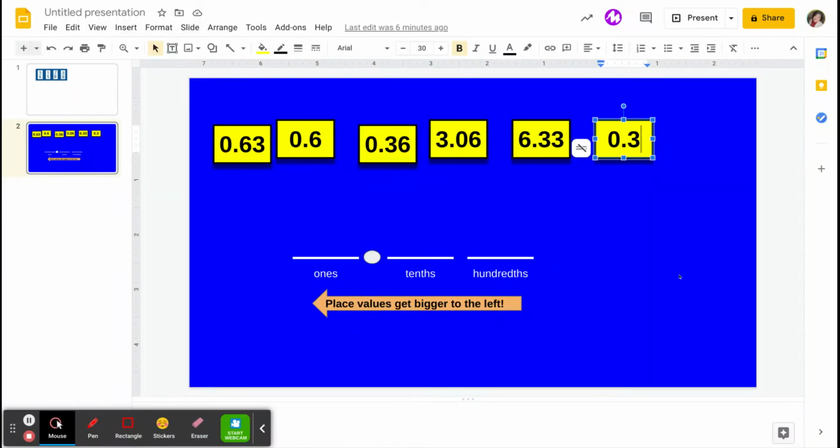All right, here we go with question number 4. Let's take a look at how to put these decimal numbers in order. As I look at these numbers, I notice that the ones place is the biggest place value and the ones places don't all match on these.